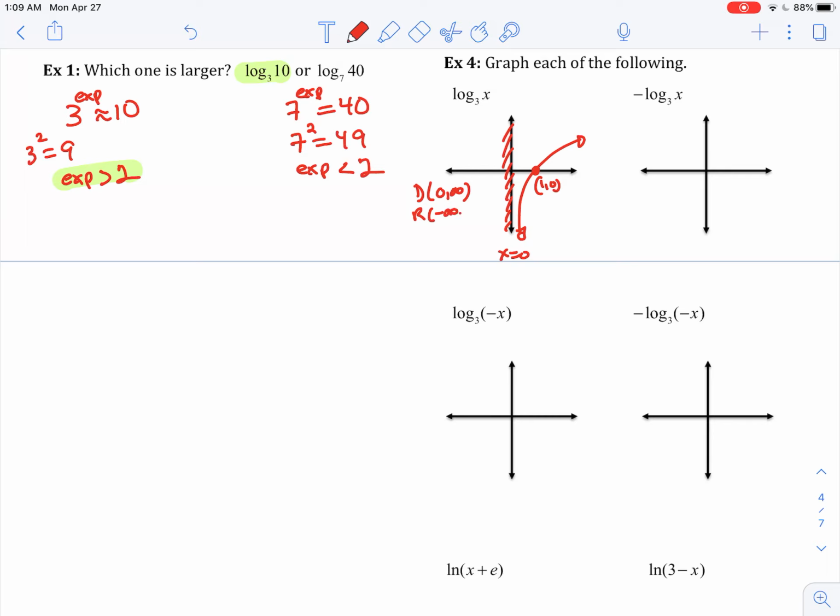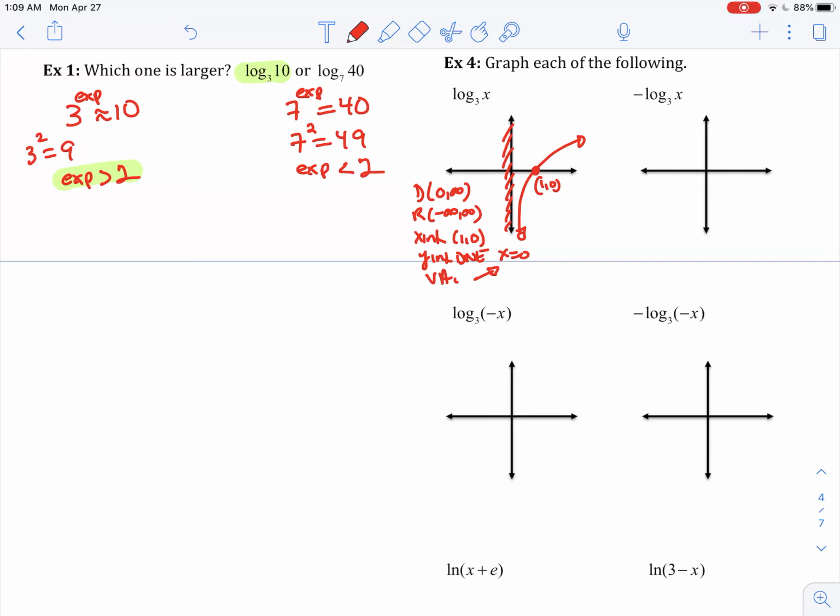Our domain, we know, has to be something greater than 0. Our range is going to be everything. We've got that x-intercept that we put down at (1, 0), a y-intercept that is not going to exist, and that vertical asymptote that we just put at x equals 0.